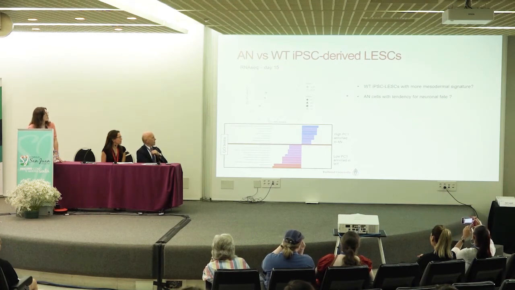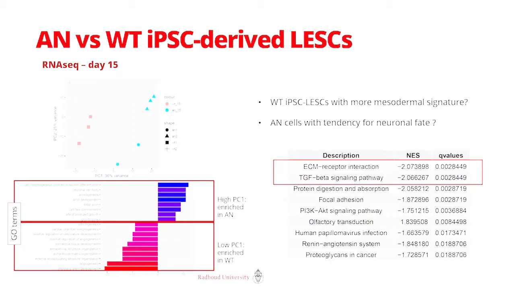Anyway, because we only managed to analyze so far the Aniridia at day 15, these are the main results. We compared wild type day 15 in red here with Aniridia in blue. And what we see is that the GO terms enriched for Aniridia, with high PC1, are linked to neuronal fate, and the wild type GO terms seem to be more of a mesodermal signature. We're still trying to interpret this. But what we also saw, and this was quite clear, was that the main pathways that seem to be different between the two groups are extracellular matrix related pathways and the TGF-beta signaling pathway.